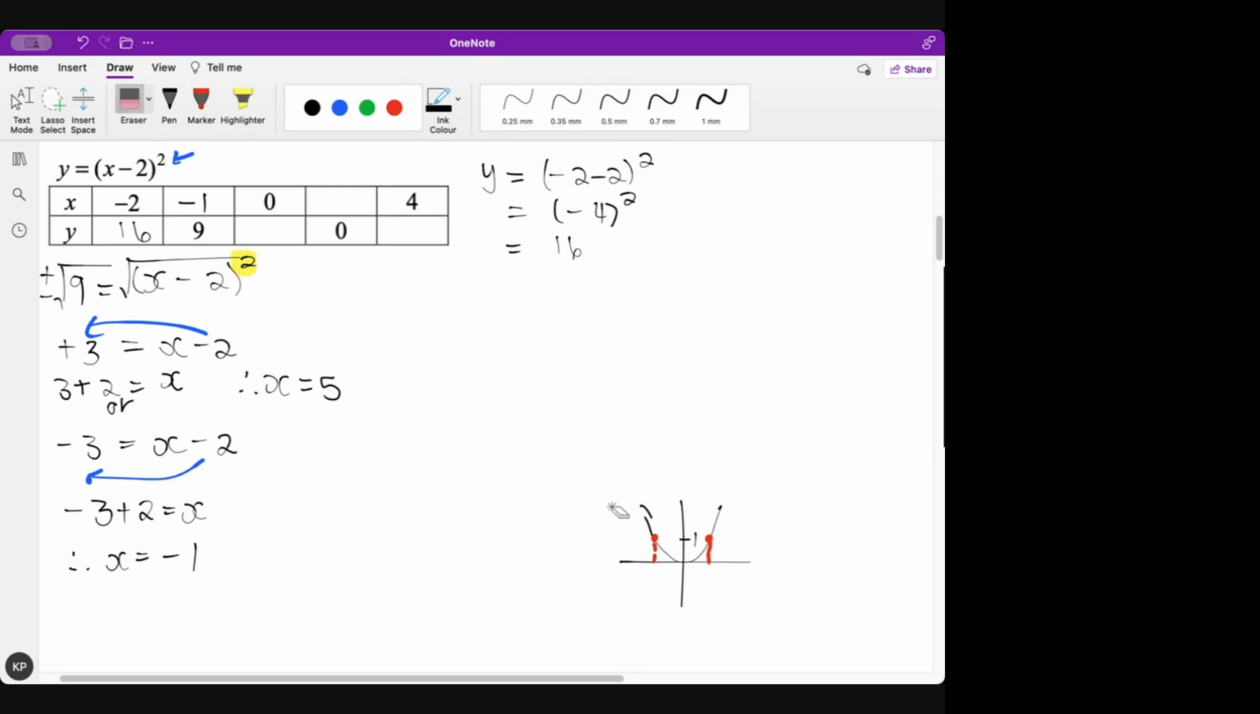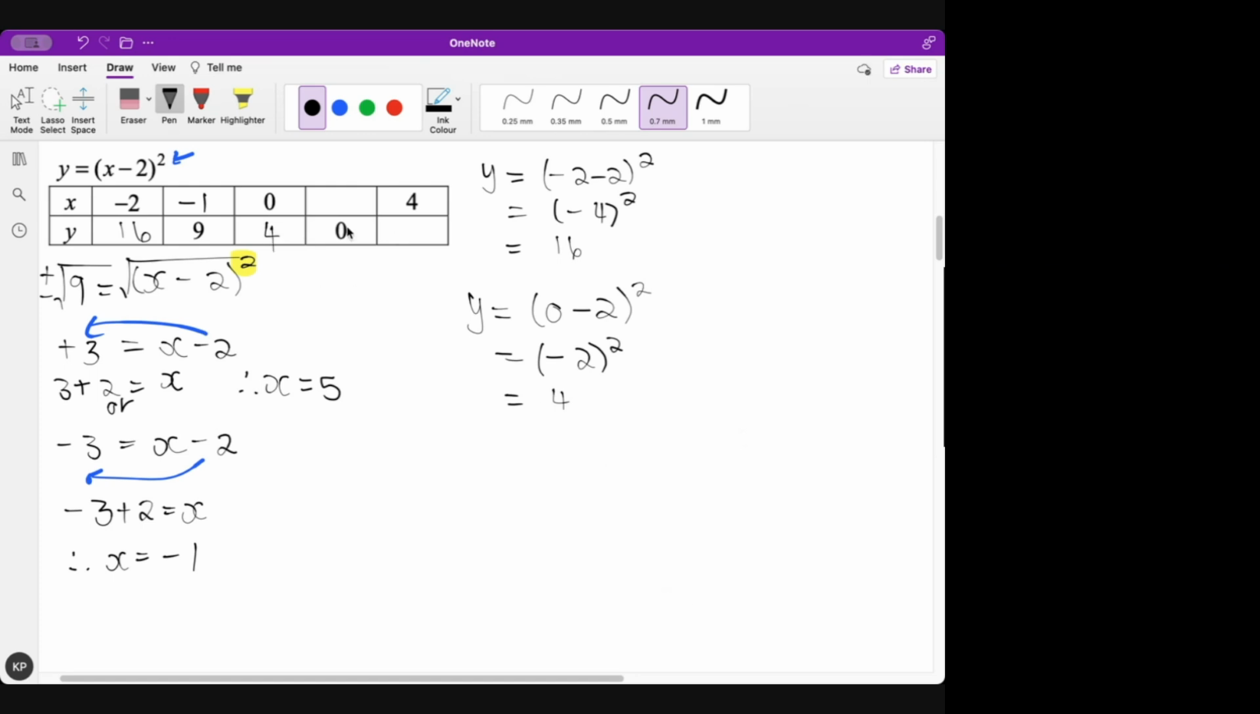But if you just look at where we are in the table, it's clear that my solution is negative 1 because we went negative 2, negative 1, 0, and we're increasing and so on. Okay, let's look at the next one. Now we're substituting x is equal to 0. So y is equal to 0 minus 2 squared. What's negative 2 squared? That would be a positive 4.